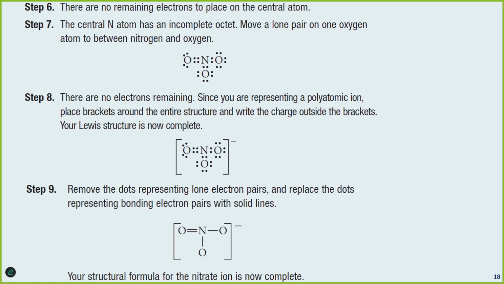And then in step 7, the central N item has an incomplete octet, so we need to move a lone pair on 1 oxygen item to between the oxygen and nitrogen items. And in step 8, there are no electrons remaining. Since we are representing a polyatomic ion, we need to place brackets around the entire structure and write the charge outside the brackets. The Lewis structure is now complete, which is shown here in the figure after step 8.